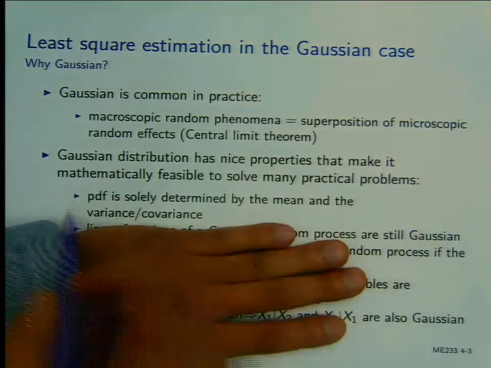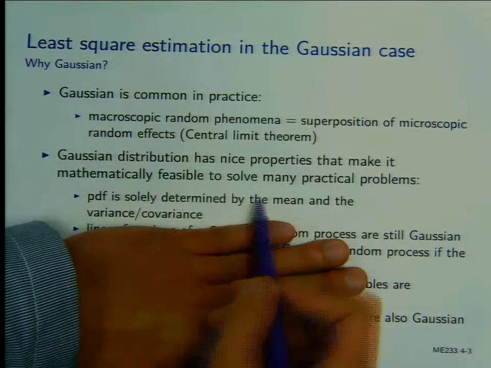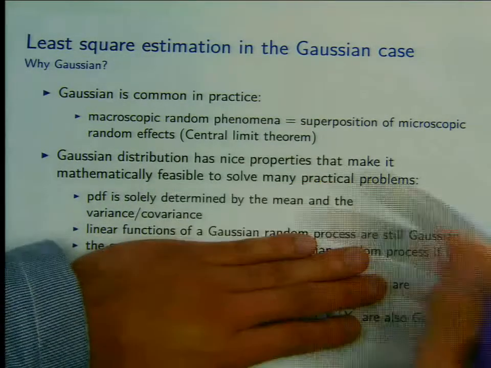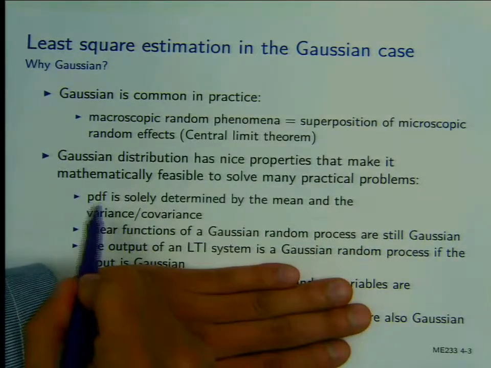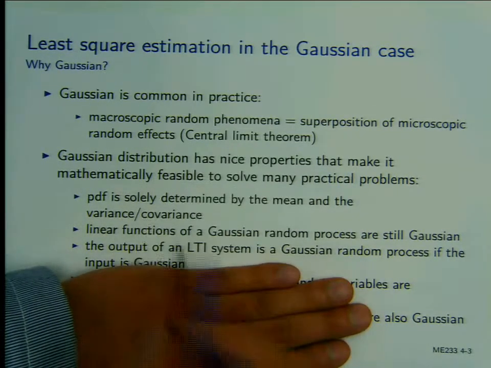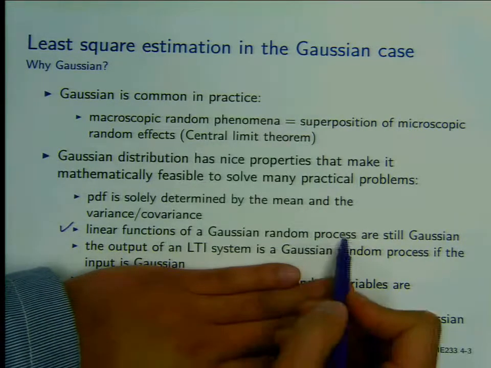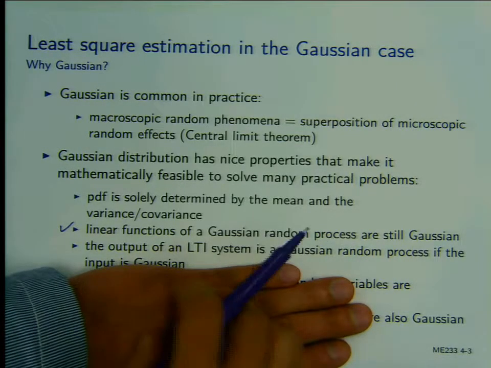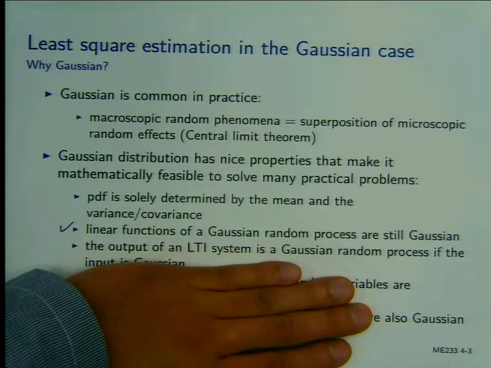The second reason is that Gaussians have very nice properties that make it mathematically feasible to solve many practical problems. I will give you the intuitions for these points. First of all, the PDF of a Gaussian is solely determined by the mean and the variance. We have learned the PDF of a Gaussian. Then this is very important: linear functions of a Gaussian random process are still Gaussian. If you filter a Gaussian random process through a linear system, the output is Gaussian. Someone tell me why that's the case.